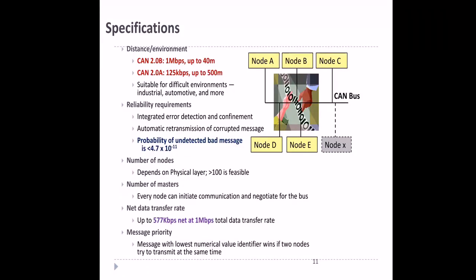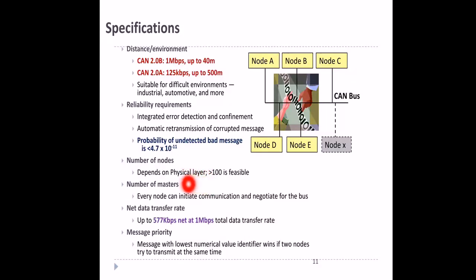The reliability requirements: it has integrated error detection and confinement, and automatic retransmission of the corrupted message. That's what I said, it will self-diagnose and repair the corrupted messages. And the probability of an undetected bad message is less than 4.7 times 10 to the minus 11. This is the accuracy given, so it makes the CAN protocol reliable.